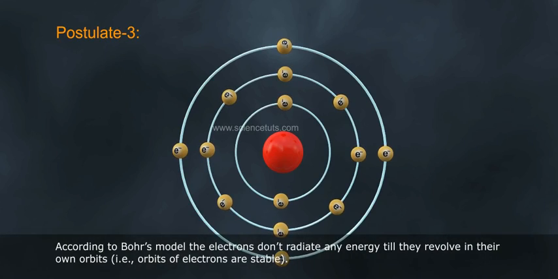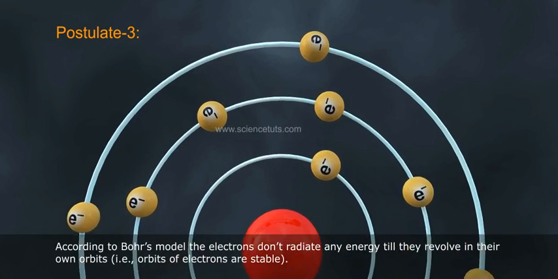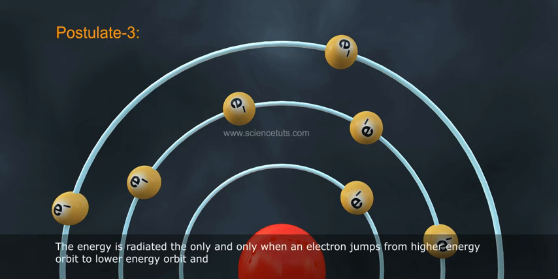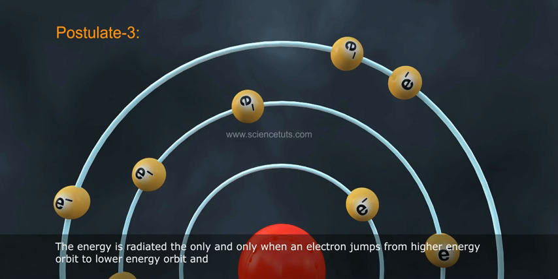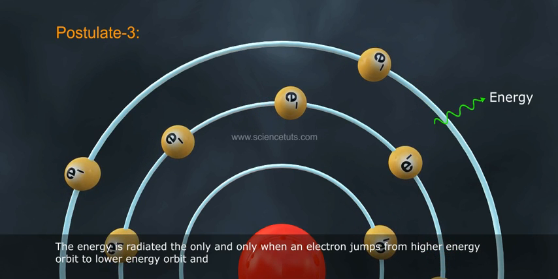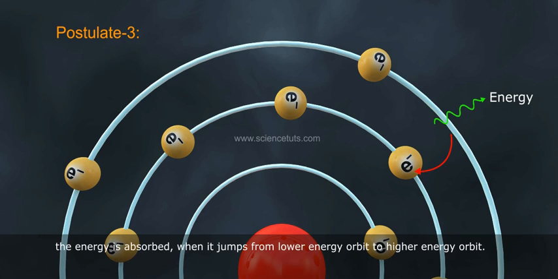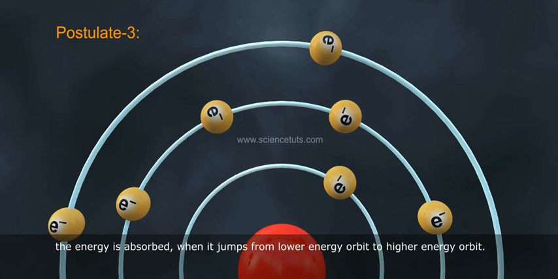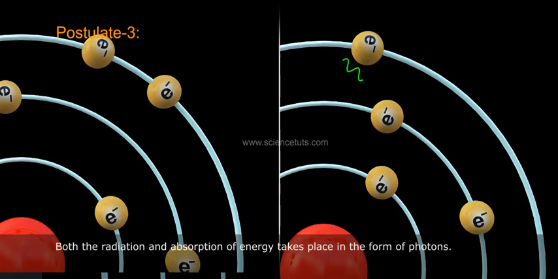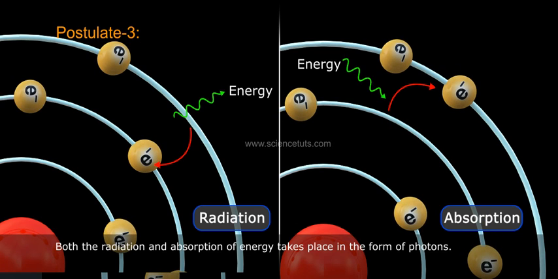Postulate 3. According to Bohr's model, the electrons don't radiate any energy as long as they revolve in their own orbit. That is, orbits of electrons are stable. Energy is radiated if and only if an electron jumps from a higher energy orbit to a lower energy orbit, and energy is absorbed when it jumps from a lower energy orbit to a higher energy orbit. Both the radiation and absorption of energy take place in the form of photons.